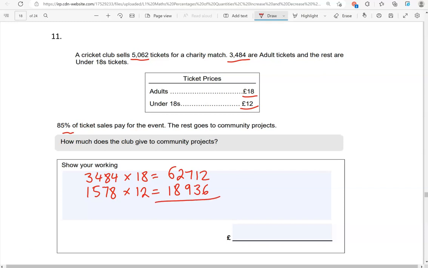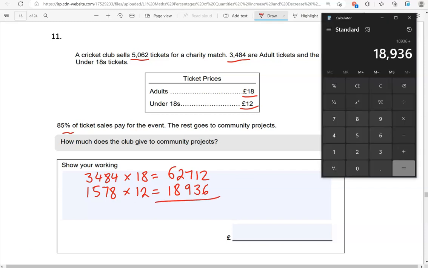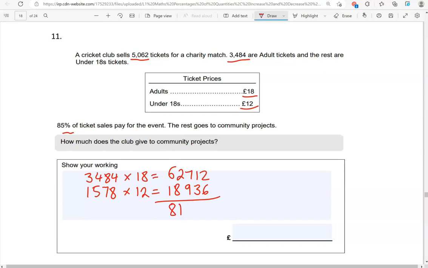So the total will be worked out by adding these two together, which is 81,648. So 85% of the ticket sales will pay for the event. The rest will go to community projects. So 100% is the whole thing, the whole amount. 85% goes to pay for the event. So what is left? 100 take away 85 gives us 15%.